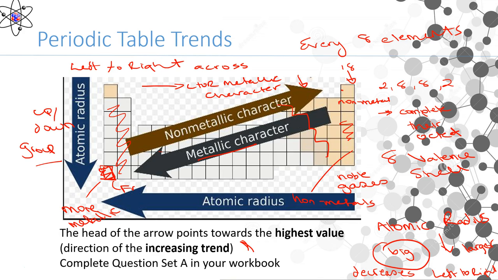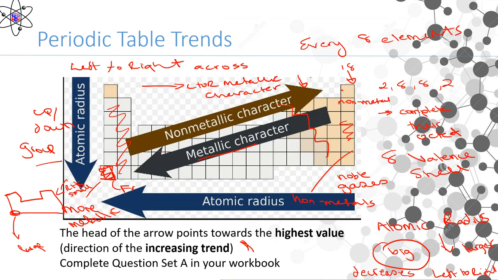For us in year 10, atomic radius is a really important one. Okay, so in our periodic table, fluorine is over here, so ones on the right hand side are going to be small, and ones down here on the bottom of the left hand side are going to be large. Okay, so there are a couple of trends for us to remember: metallic character and atomic radius.